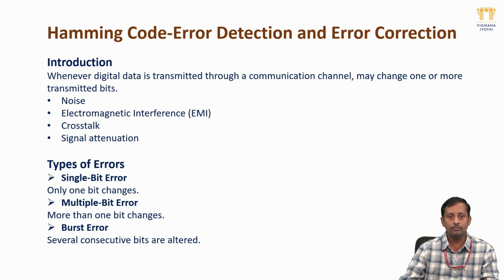It can be a single bit error, or a multiple bit error, or a burst error. What is a single bit error? If you are transmitting 8 bits, and only one bit gets disturbed, then it's called a single bit error. If multiple bits are swapped, then it's called a multiple bit error. Similarly, if consecutive bits get swapped, then it's called a burst error. So the Hamming method is used for error detecting and correcting for single bit errors.